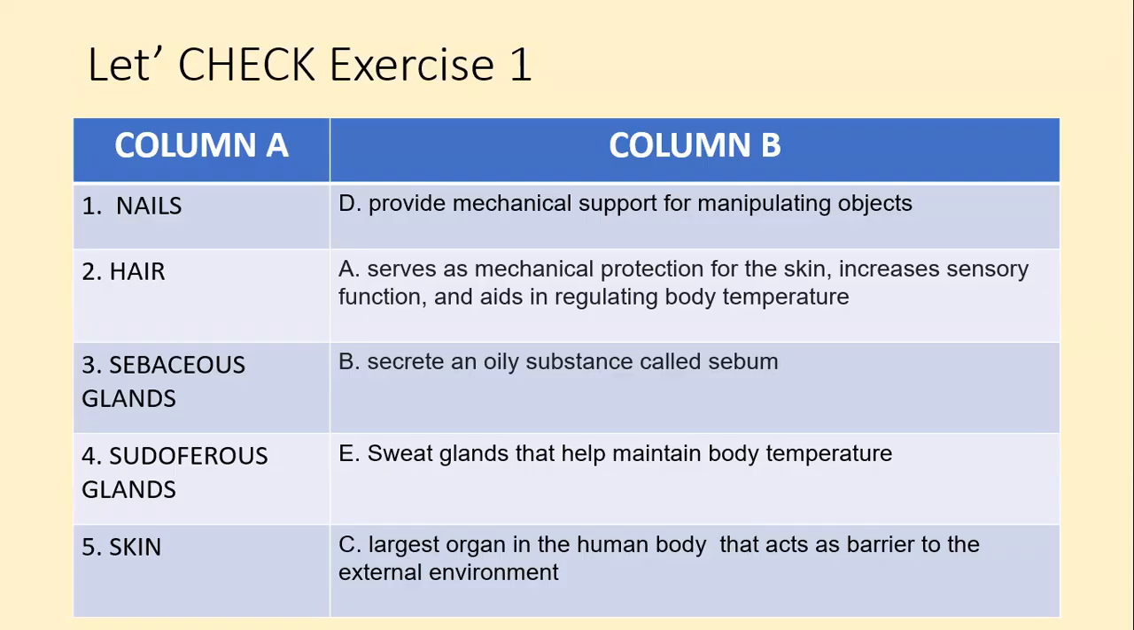4, sudoriferous glands. Answer is E, sweat glands that help maintain body temperature. And 5, skin. It's letter C, largest organ in the human body that acts as a barrier to the external environment. Count the number of check marks, kids. If you got 5, wow, you're doing great. Doing amazing.